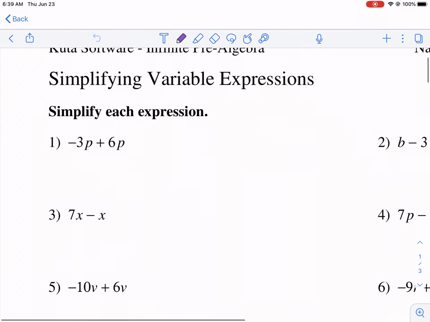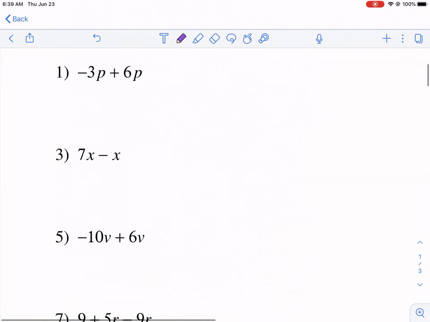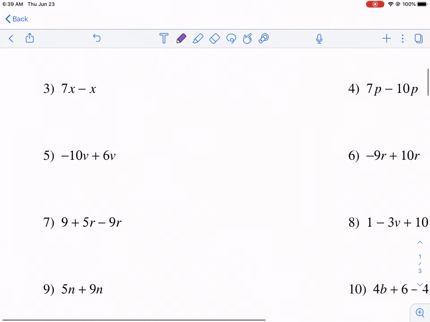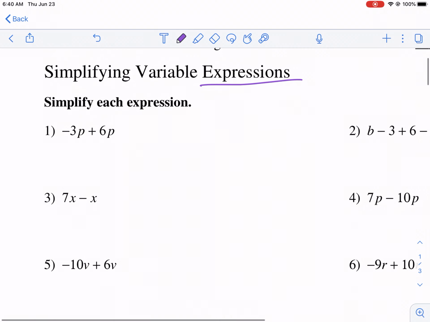Now, what is an expression? An expression is a mathematical statement without an equal sign. So you'll notice that all of these questions do not have any equal signs, so we're just simplifying them. We can't solve them because there is no equal sign. You only solve equations, you simplify expressions.